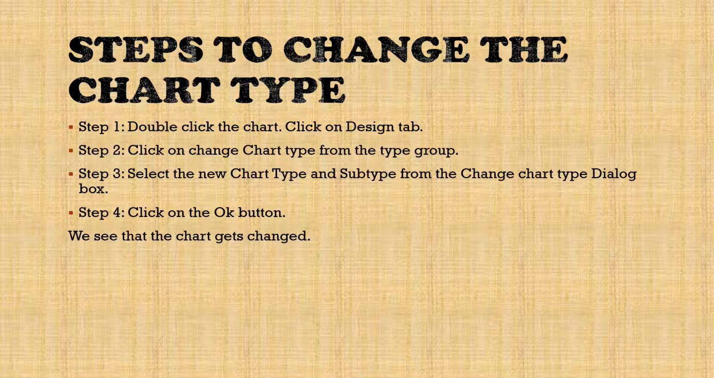So for that, step 1 will be double click the chart and click on Design tab. Once you click on the Design tab, you will see Change Chart Type from the Type group. You have to select New Chart and subtype from that Change Chart Type dialog box. Once selected the new type which you want, click on the OK button. You will see that your chart is changed.